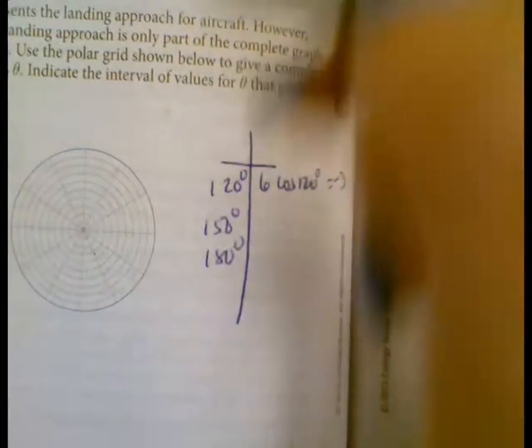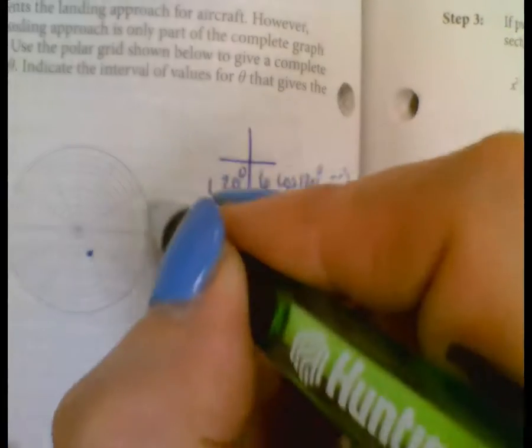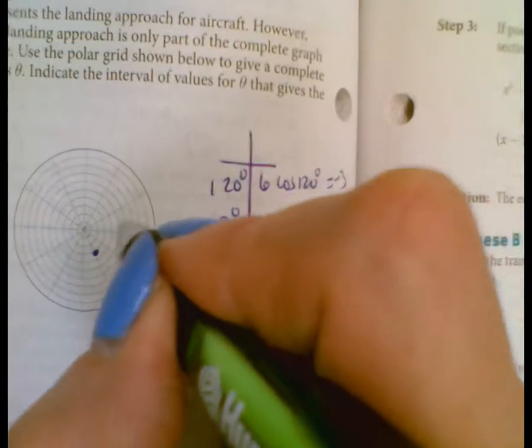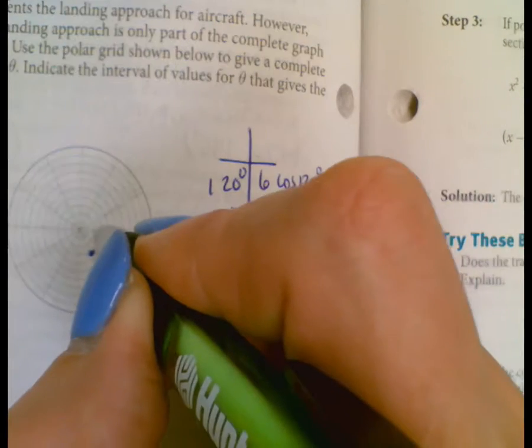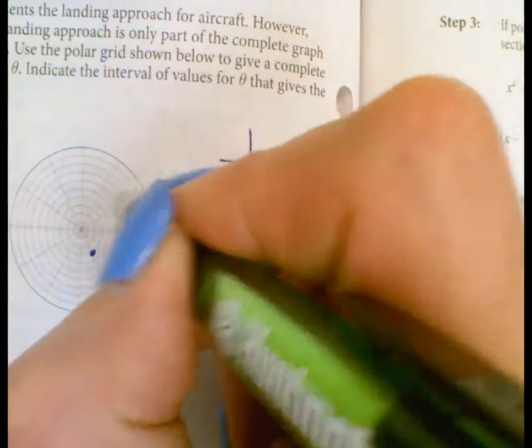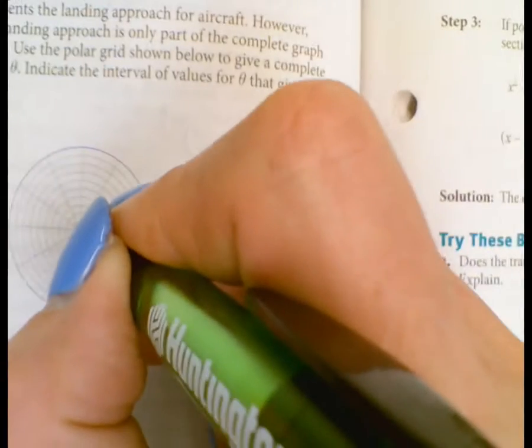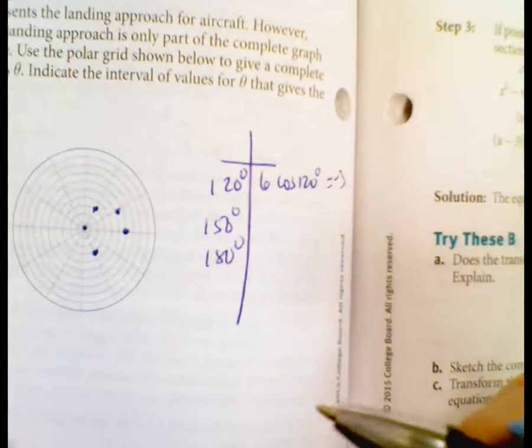I'll do it here. 1, 2, 3. I'm going to graph what we had before. We had 6 and 0, right? And we had 5.2 and 30. We had 3 and 60. And then, so this is where we're at right now.